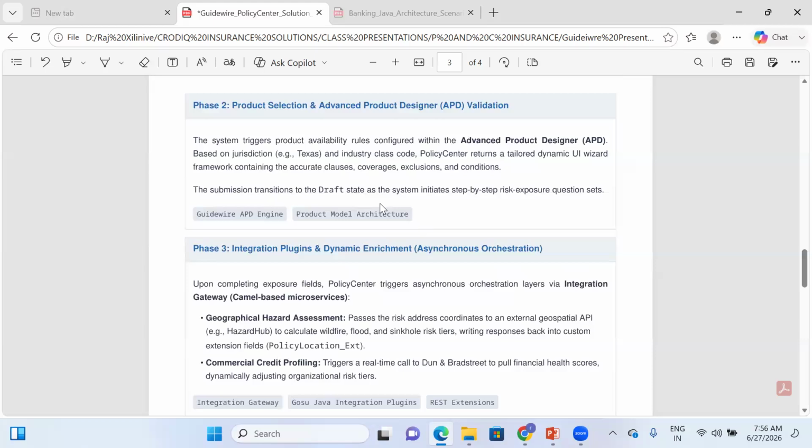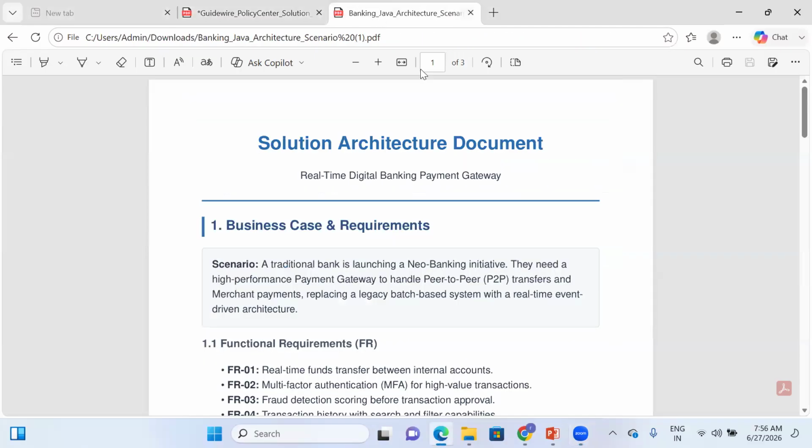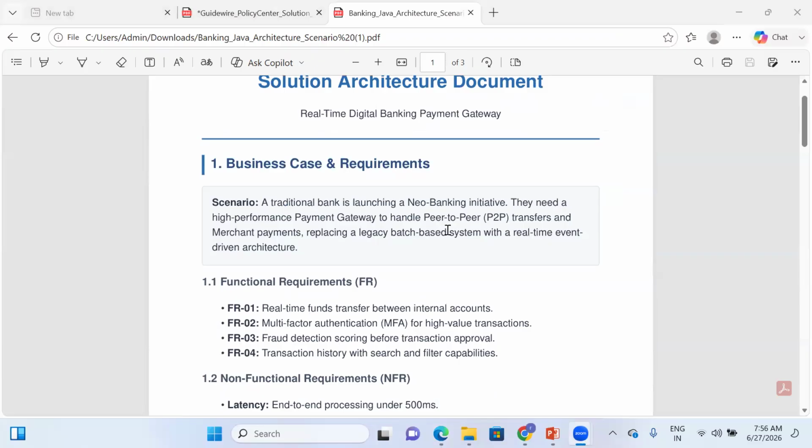This is the first case study that I have already given you, so that you can take your time this week and decide on any one of you. And second, this is about the architecture document relating to banking, where a traditional bank is already using a payment gateway to do cross-border payments from one country to another. But they want to modernize it.